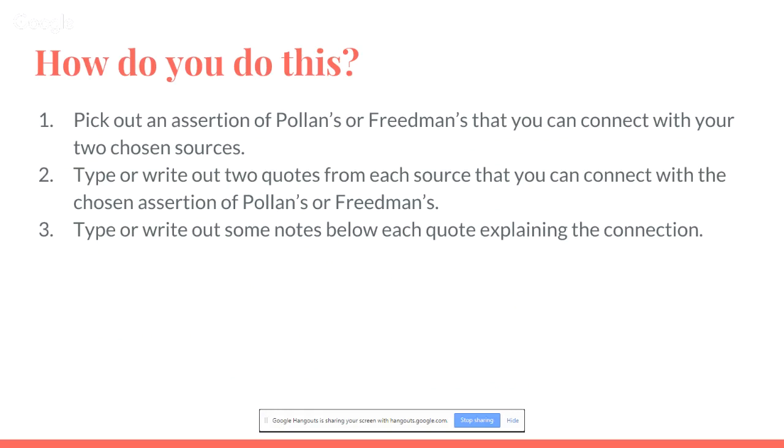What do you think will work for you? Go for it. But you could pick out an assertion of Pollan's or Friedman's that you can connect to your two chosen sources. And then type or write out two quotes from each source that you can connect with the chosen assertion. Type or write out some notes below explaining the connection.